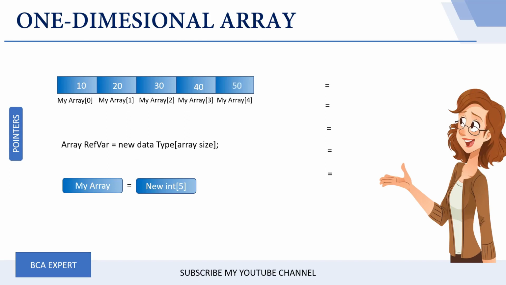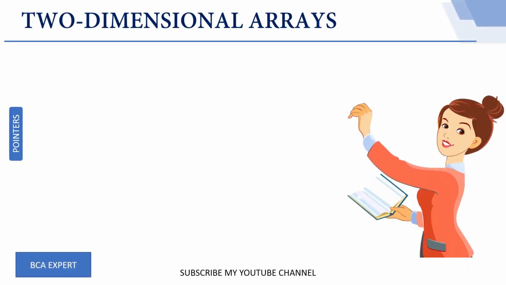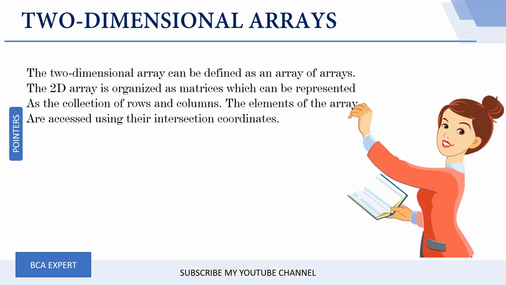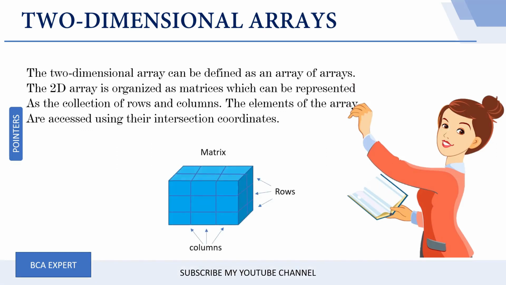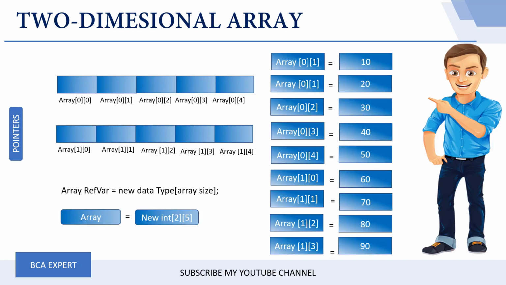Now let us discuss the two-dimensional array. Two-dimensional arrays are organized as a matrix, which can be represented as a collection of rows and columns. The elements of the array are accessed using the intersection of coordinates. Let us understand this in a better way. Here we have a two-dimensional array. So this is how a basic two-dimensional array looks like. It has two different rows and 5 different columns.